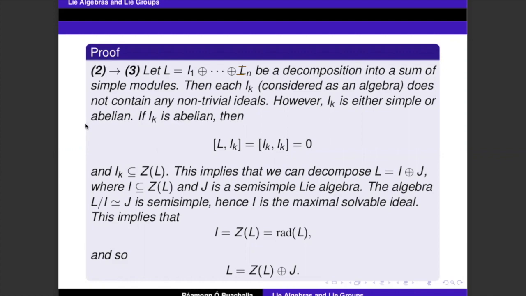So if it's abelian, then we know that the Lie bracket of L and I sub k is equal to the Lie bracket of I sub k and I sub k, which is equal to 0. And hence I sub k is contained in the center. The second identity here is just because of the fact that it's an ideal.